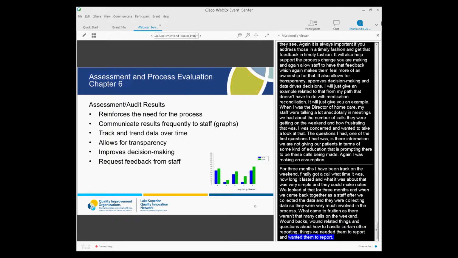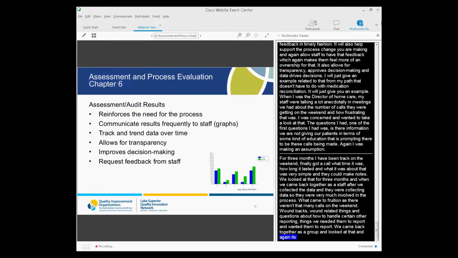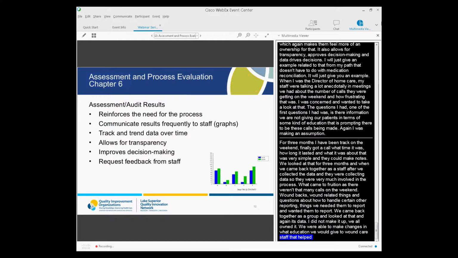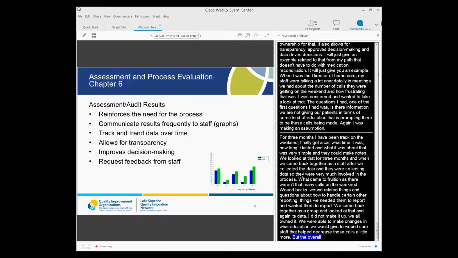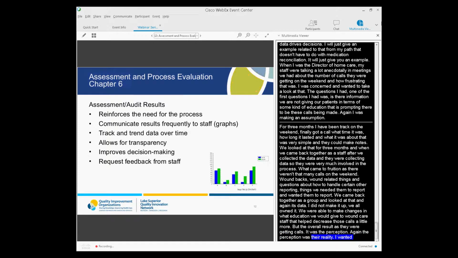as a group and looked at that, and so again, it's data. So we didn't make it up. I didn't make it up. We all owned it, and we were able then to make some changes in what education we were able to give to wound care staff that helped decrease those calls a little bit more. But the overall result is that they weren't really getting called out a lot. It was the perception. And again, their perception was their reality, so I wanted to acknowledge that. But again, it just helped us to be able to move forward from that. So data is very important.